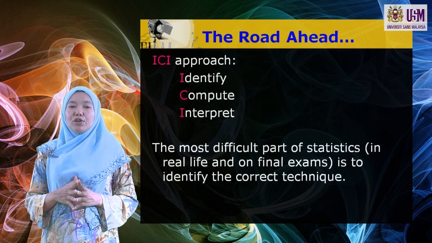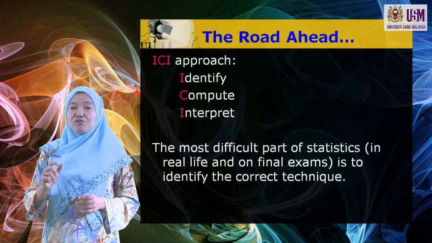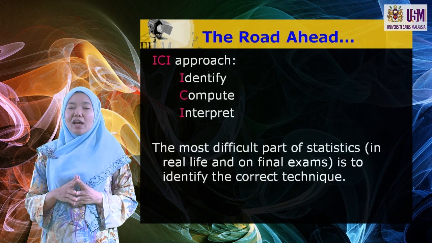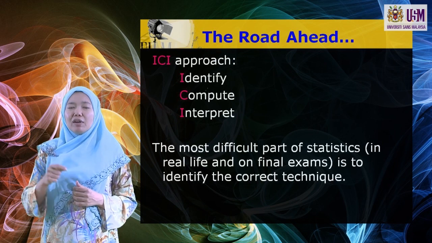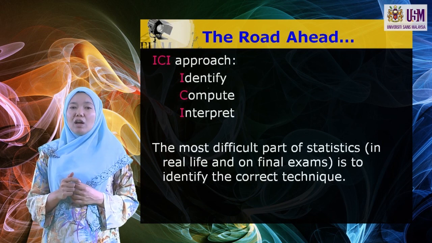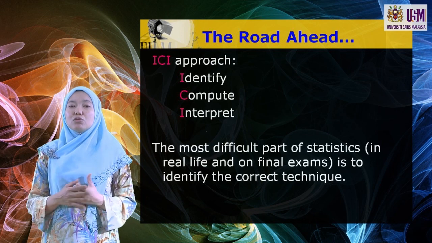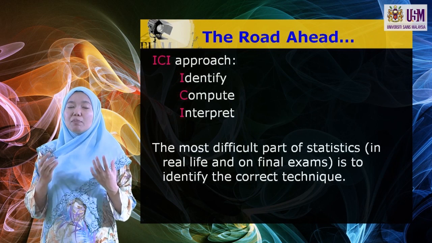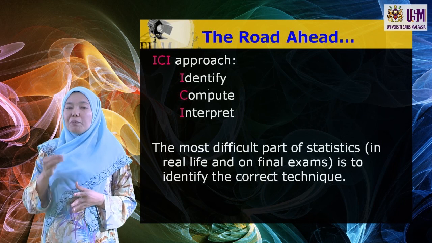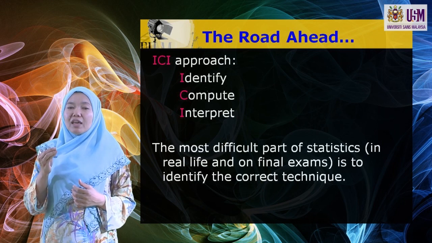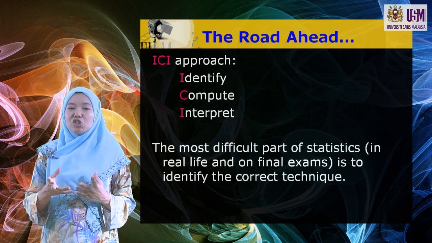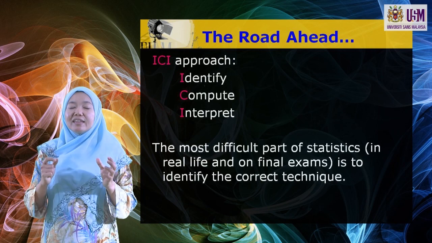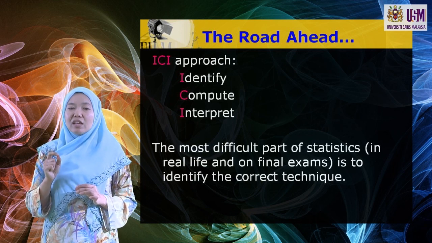This is the route ahead for you, the ICI approach: in terms of identify, in terms of compute, and in terms of interpret. When it comes to exams, I have students who have difficulty, for example, identifying whether the question is asking for confidence level estimation, or whether the question is asking you to do hypothesis testing. Because the identification of the correct method means you will be using the correct steps and the correct formula. Computation is also another thing that students need to pay close attention to, in terms of the divisions and multiplications: what is on top should be solved, what is on the bottom part of the formula should be solved. And the last part, interpretation, is where students tend to lose marks.